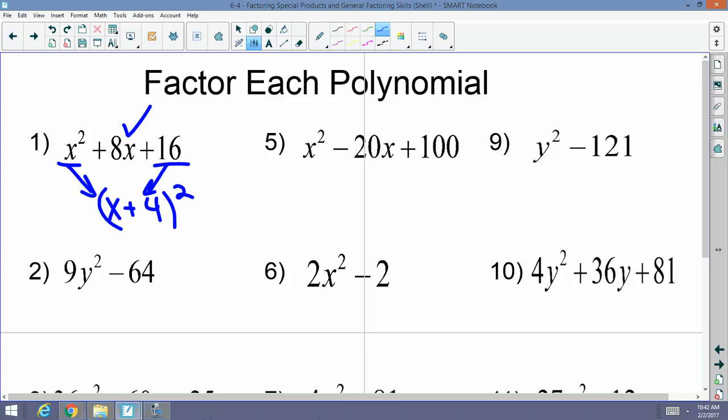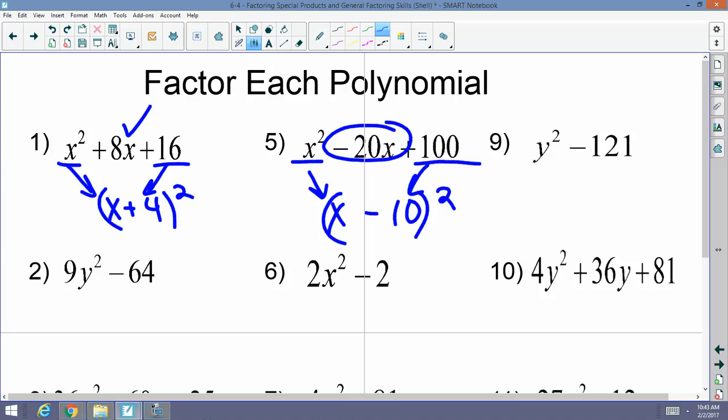Number 2. Is the first term a perfect square? Is the second term a perfect square? What's the square root of the first term? What's the square root of the second term? What's 2 times x times 10? Yeah, that is number 5. I'm sorry, my bad. But what's 2 times x times 10? 20x. Does this work? But it's a negative 20, so what do I have to do? Put a negative and then I square it. Sorry about that. That was number 5.